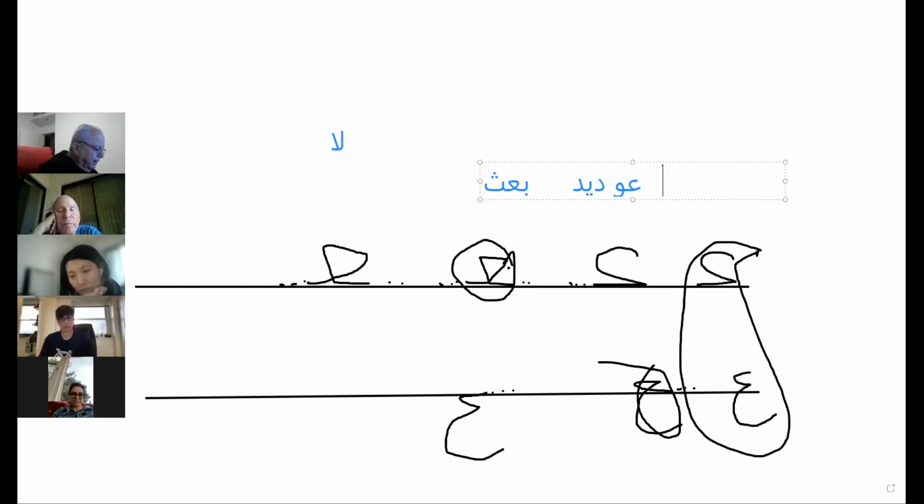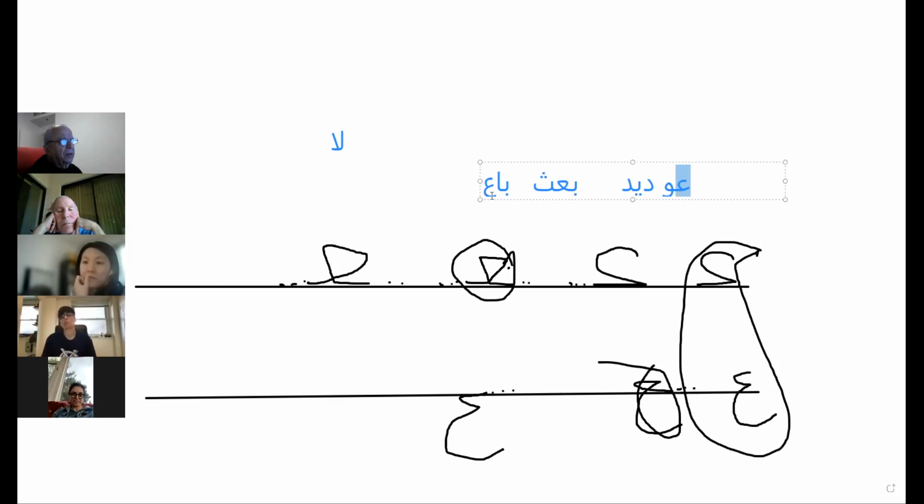Now let's write another word where we can see the letter at the end when it is not connected, and you see it's the same thing, like an open mouth with the tail. Now let's get another example of when it's connected.